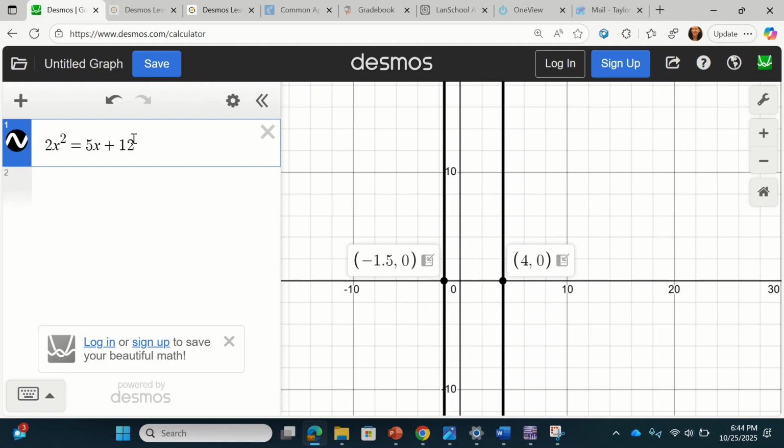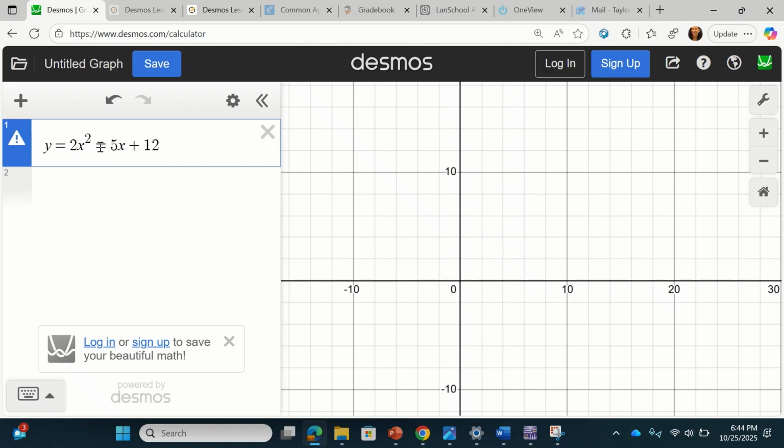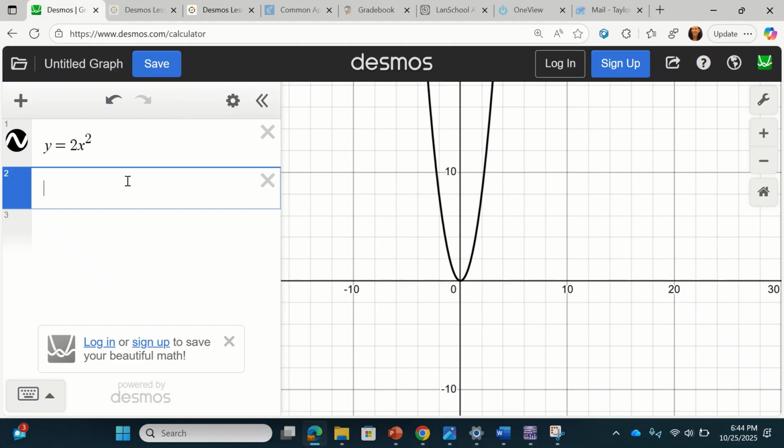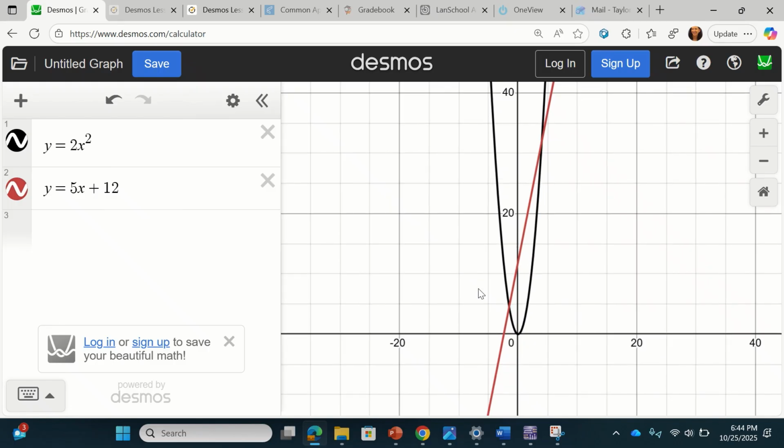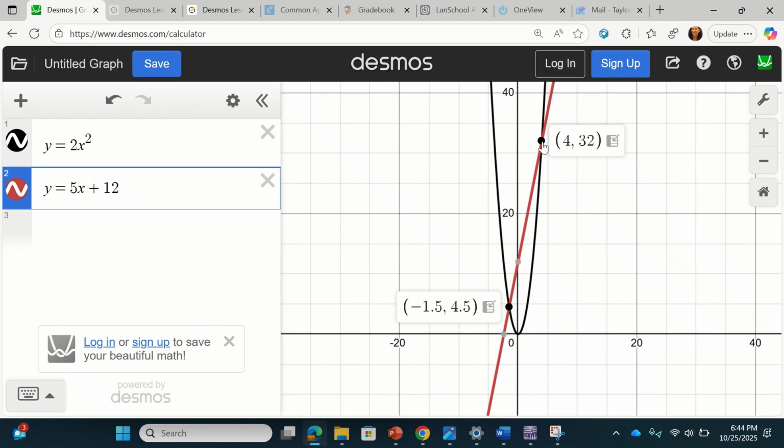Now, another way you could do this is do something like this, where you do y equals 2x squared, so that's the left side, then do y equals the right side, and in this scenario, you are going to look for the points of intersection. And you can see that the x coordinates, because remember we're solving for x, are still -1.5 and x is equal to 4. So that's another way you can do it.